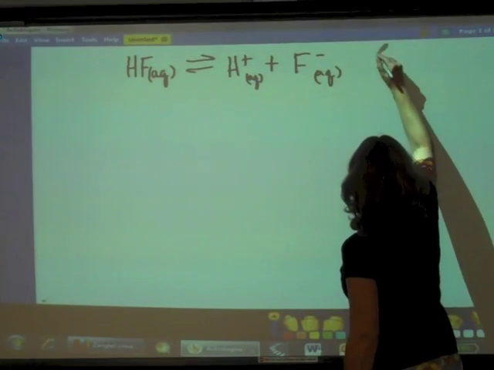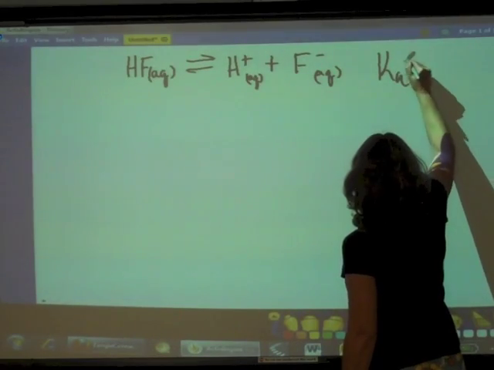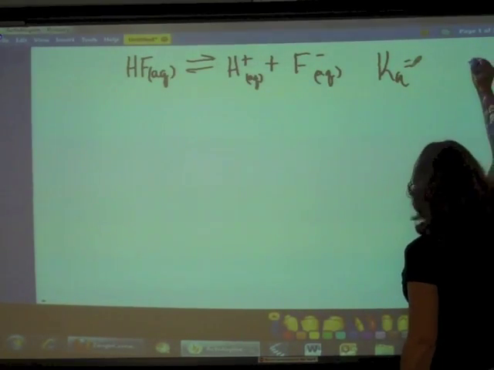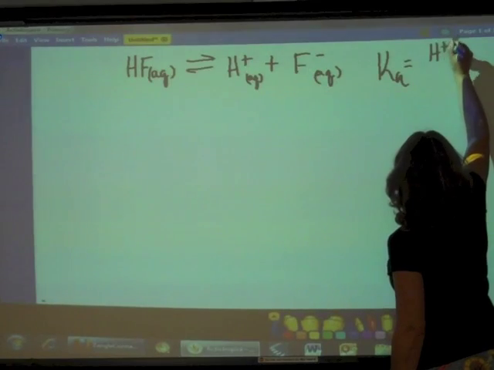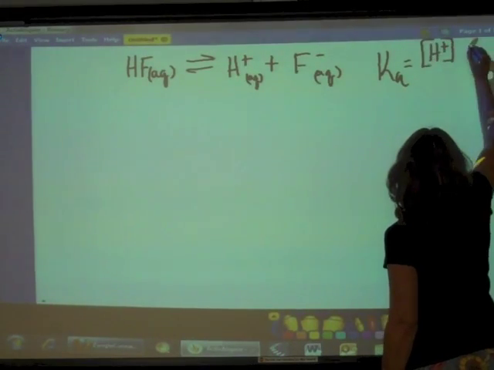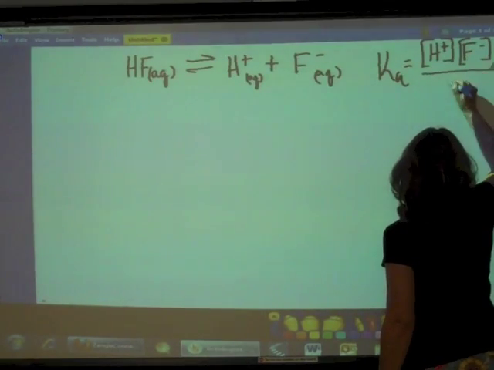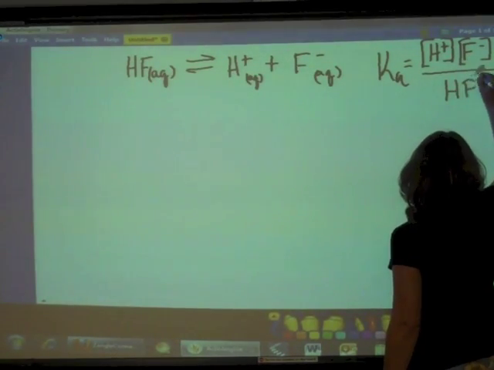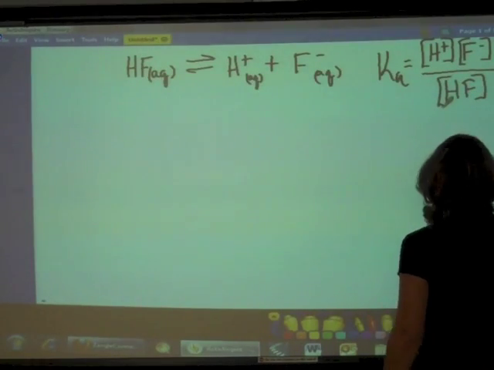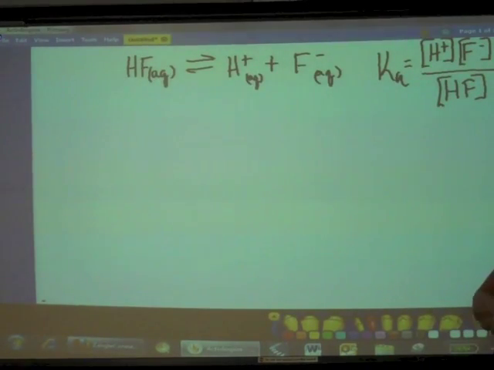Let's put it up here. Ka is equal to H plus times F minus over HF. So there is our acid dissociation equilibrium expression. All right, the next thing we're going to do is make an ICE diagram.